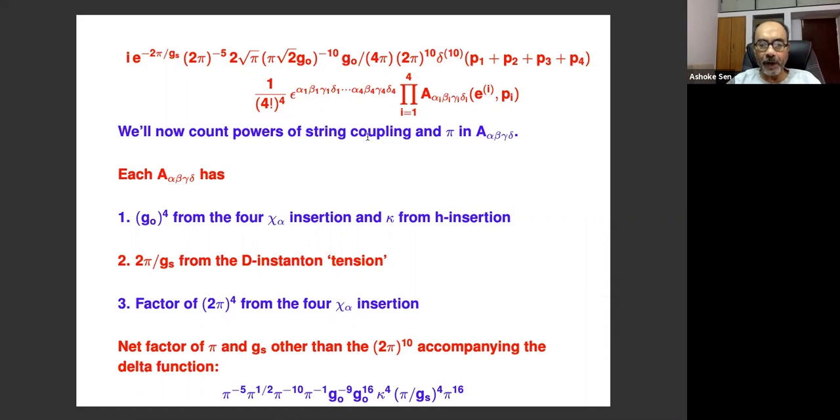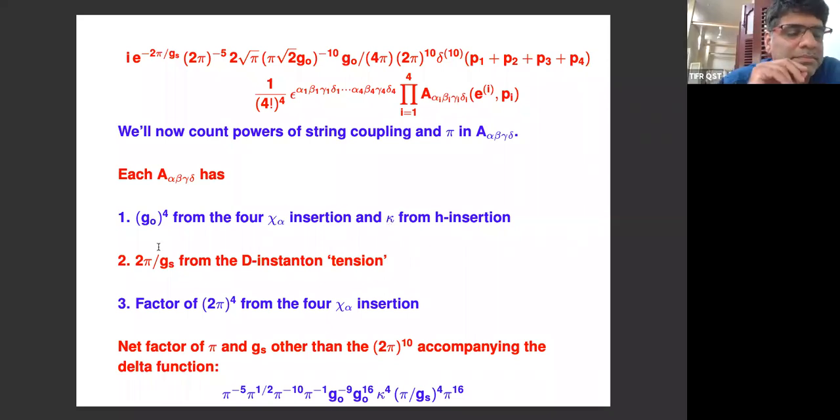So we'll count powers of string coupling and pi, because everything here is explicit. Only the A we have to know what it gives. Each A gives you first of all a factor of 4 G0, because you have the 4 chi alpha insertion, and one kappa, because the closed string vertex operator comes with a factor of kappa, the closed string coupling.